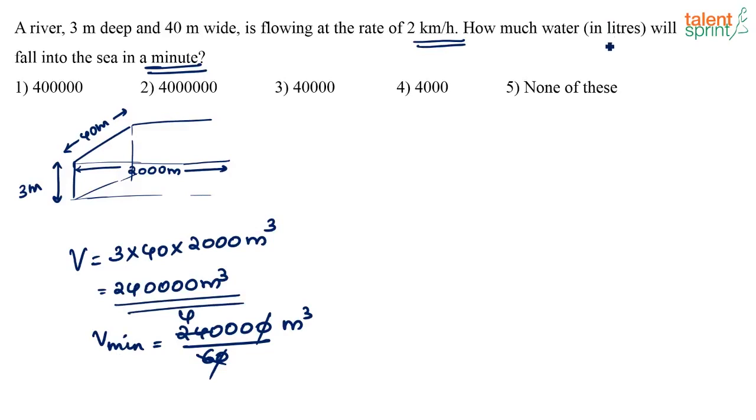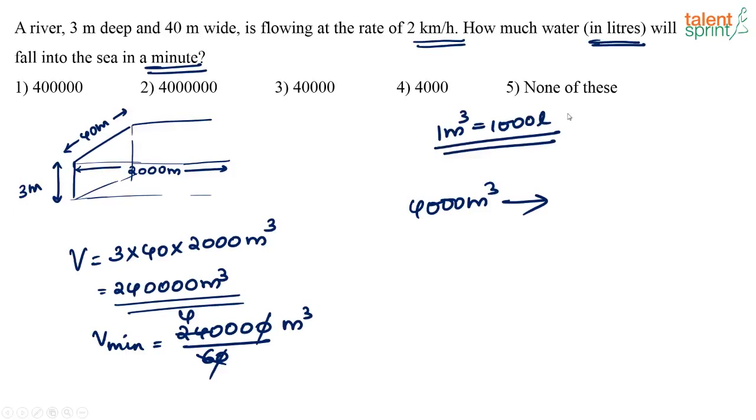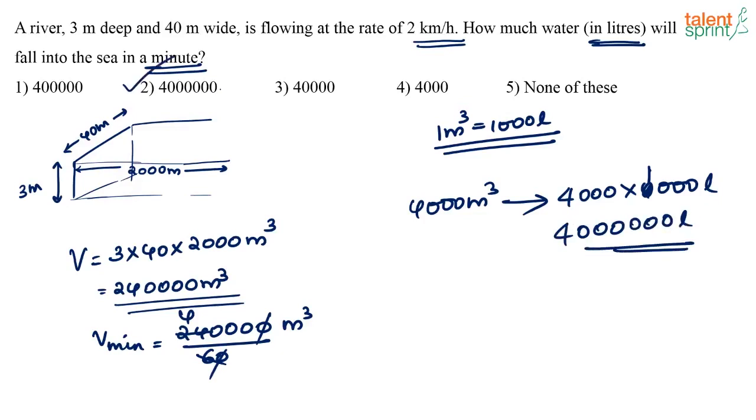Now what are they saying? How many liters will fall into the sea in 1 minute? So what is 4000 meter cube equivalent to? How many liters is that equivalent to? You should know that 1 meter cube is equivalent to 1000 liters, or 1 meter cube can contain 1000 liters. So 4000 meter cube can contain how many liters? That is 4000 into 1000. So 4 followed by 6 zeros, right? 4 into 10 to the power of 6. So your answer will be option 2. You have 6 zeros, so that will be your answer, option 2.